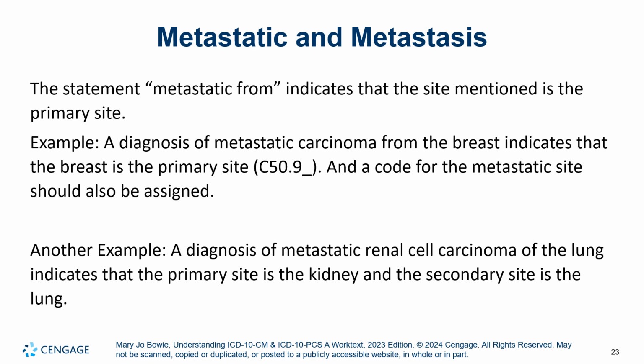So when they say metastatic carcinoma from the breast, you're going to be looking for, okay, well, where did it go to from the breast? And so you're looking for that code for the metastatic site as well. So another example is a diagnosis of metastatic renal cell carcinoma of the lung. And so this indicates that the primary site is the kidney, your renal cell, and then the secondary site is the lung. So metastatic renal cell of the lung.